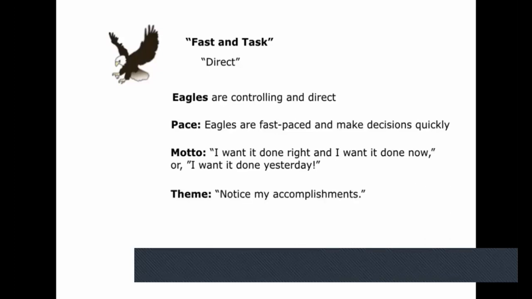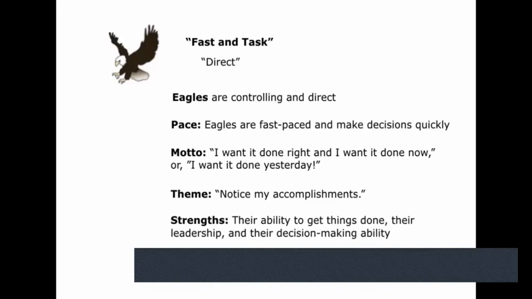Their theme is notice my accomplishments. If you go into an office of an eagle, you'll probably notice all sorts of certificates, trophies, awards, degrees, things that they have won. Their strengths are their ability to get things done, their leadership, and their decision-making ability. They don't hesitate, and they have full confidence in making decisions. But their weakness is they tend to be inflexible, very impatient, and very poor at listening to others. So getting advice from others is a real challenge for them.